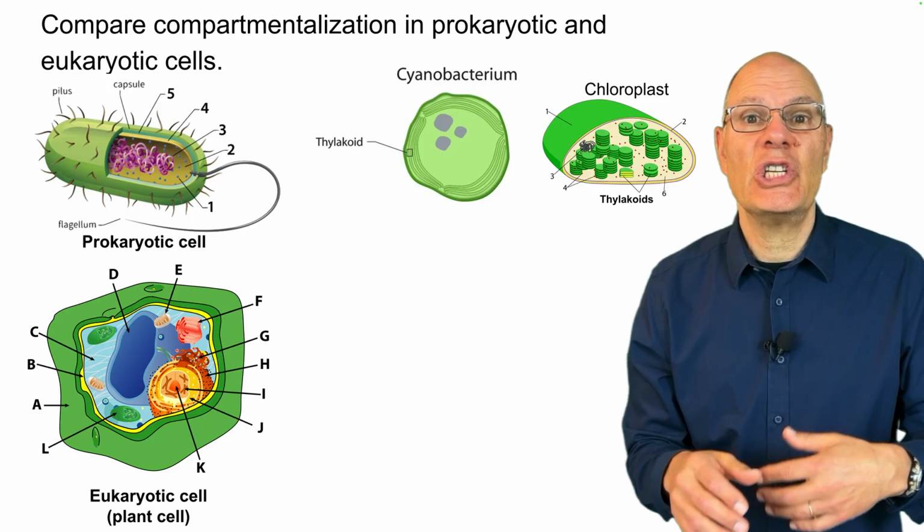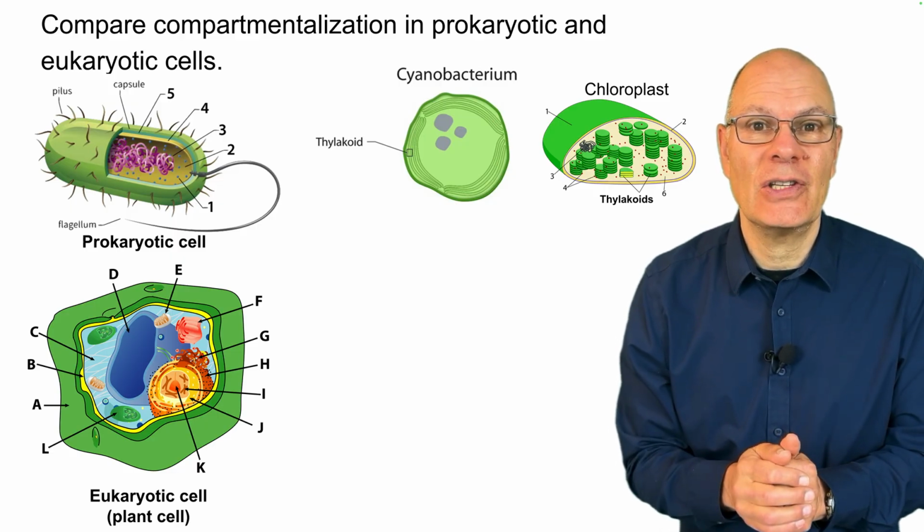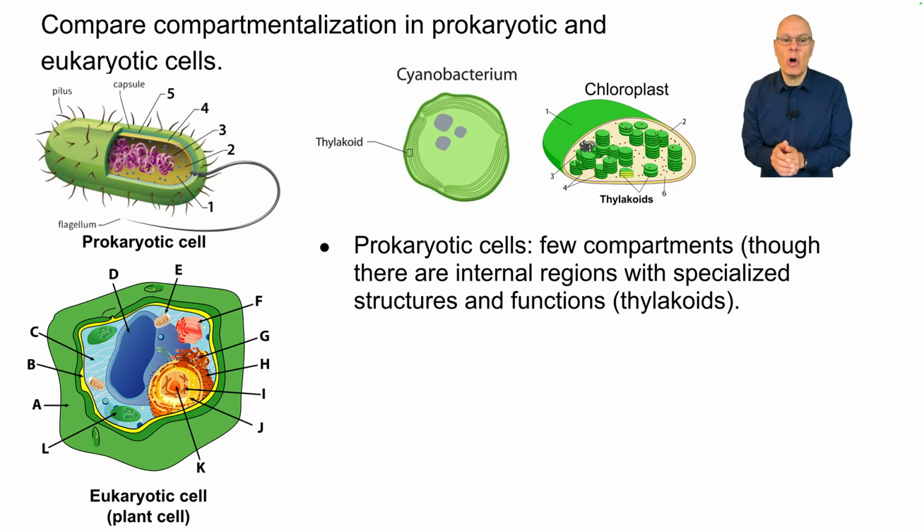Compare compartmentalization in prokaryotic and eukaryotic cells. Prokaryotic cells have few compartments, though there are internal regions with specialized structures and functions. Here's a prokaryotic cell. You can see that its internal structure is much simpler than that of a eukaryotic cell. But one notable compartment is called a thylakoid, and it's this over here in a cyanobacterium. Cyanobacterium evolved into chloroplasts. We'll talk about that in a moment. And they have these internal compartments called thylakoids that are essential for the function of photosynthesis.